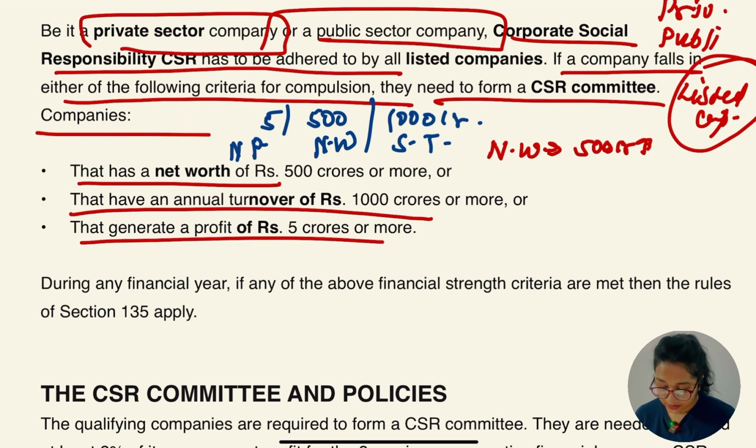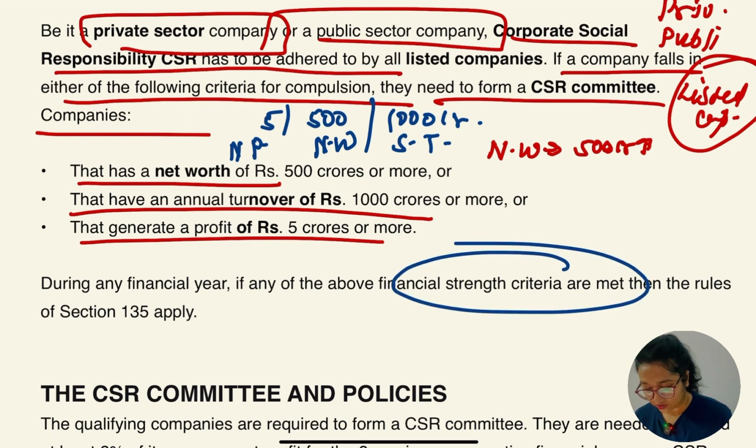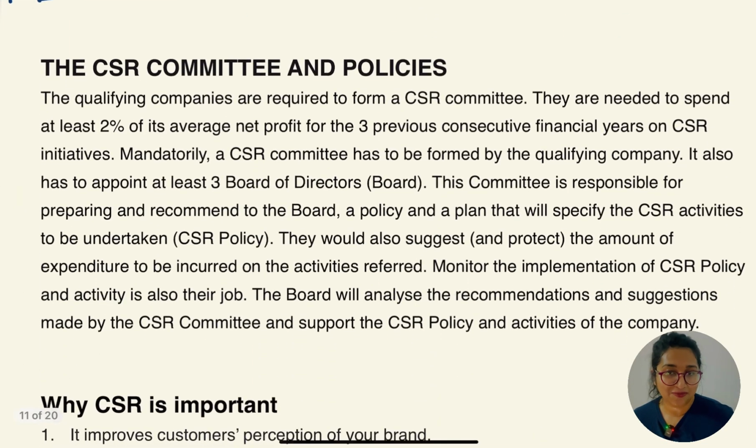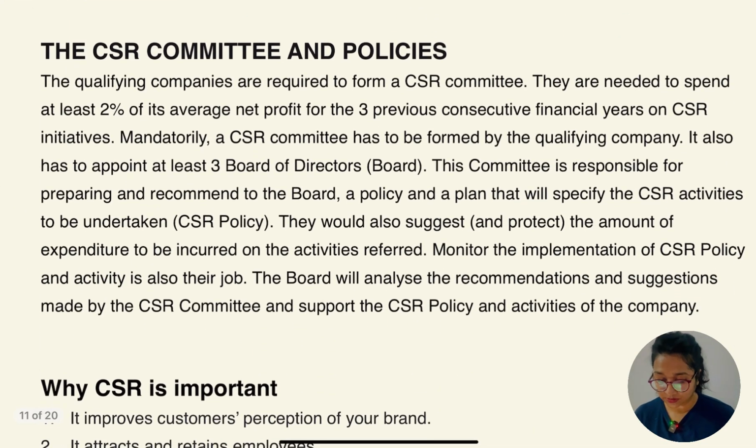During a financial year, if any of the above financial strength criteria are met, in that case they have to apply Section 135. Section 135 is of what? Corporate social responsibility. Okay, so hope this point was clear. Now we have to identify by how much percentage a company has to contribute toward corporate social responsibility.